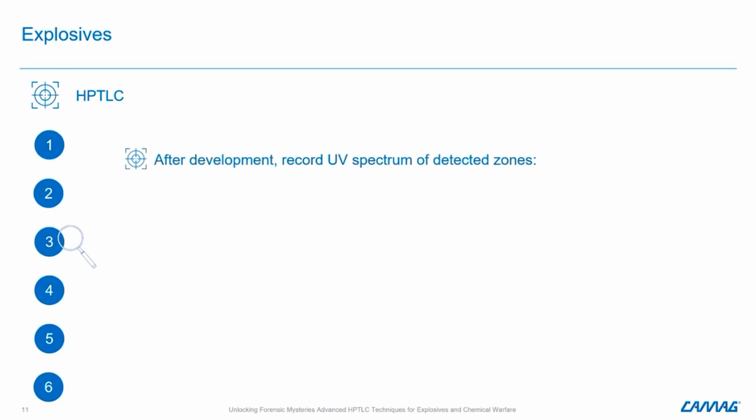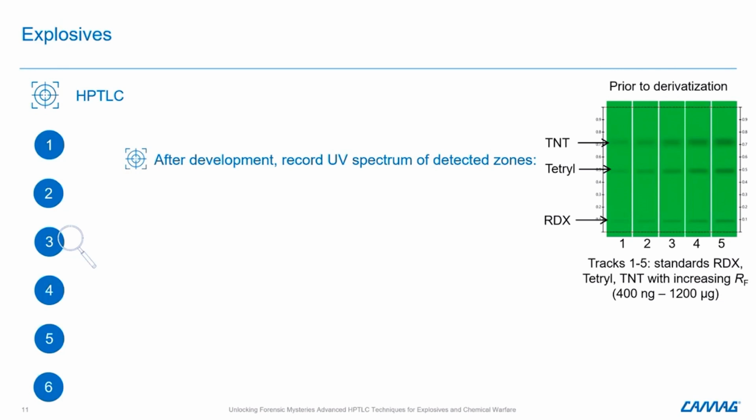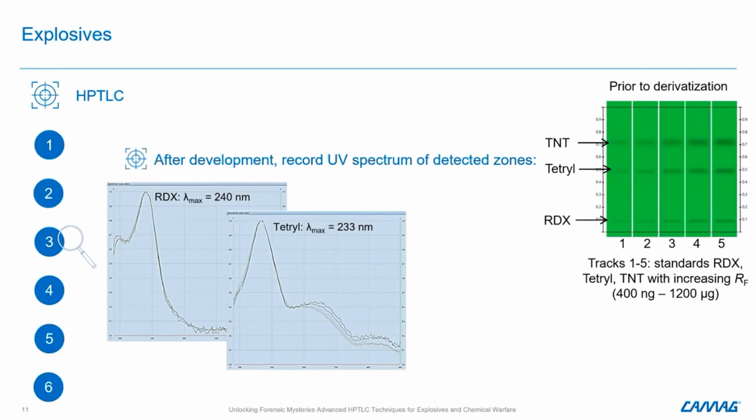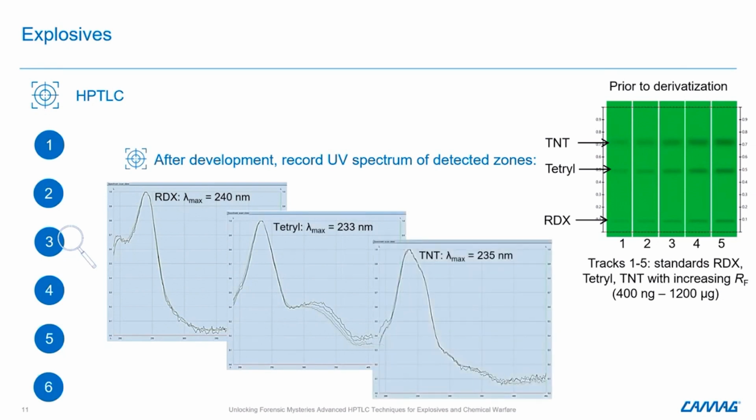After the development, we record the UV spectrum of the detected zone. So here, for example, we can detect the RDX, the tetryl, and the TNT, and we have here those UV spectra. You see that the RDX has a maximum at 240 nanometers, the tetryl has a maximum at 233 nanometers, and the TNT has a maximum at 235. You see that the shapes of their UV spectra are different.